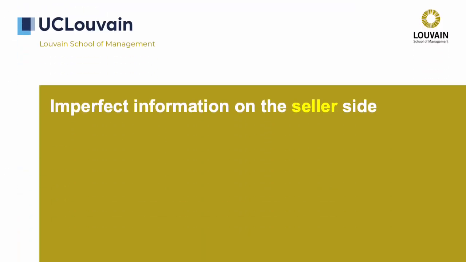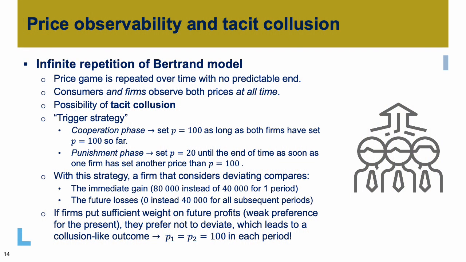Okay, now quickly a few words about what happens if there is imperfect information on the seller side. So now we assume that consumers can observe both prices, but we question the possibility for firms to observe price changes. We have in mind an infinite repetition of the Bertrand model. So in each period, firms are setting P1 and P2, and they do this again and again without any potential end to this process. So it's always possible that they will again set their prices.